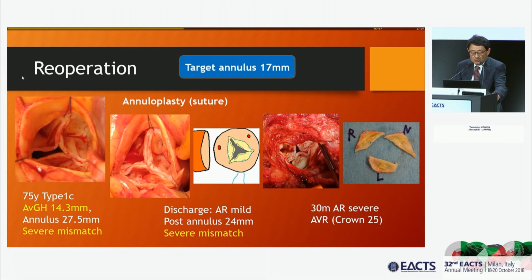I show one reoperation case. This patient's average geometric height was only 40 millimeters. During surgery, it seemed to be coaptation, but 30 months after the operation, AR became severe, and we had to replace her aortic valve.